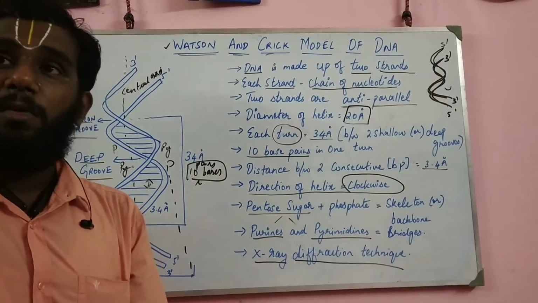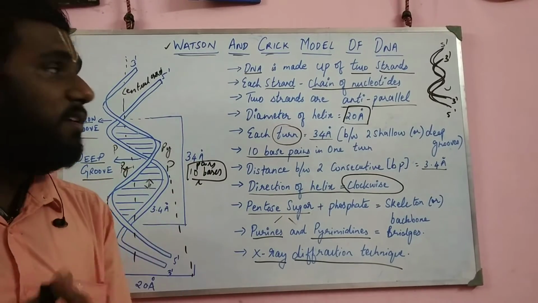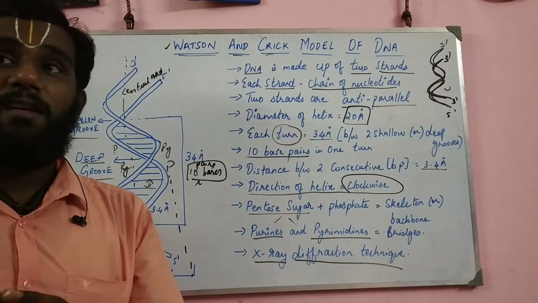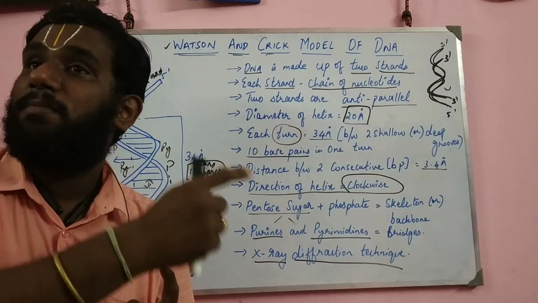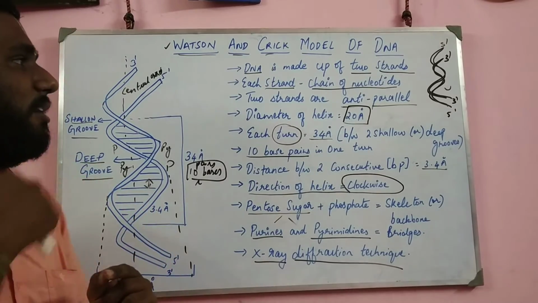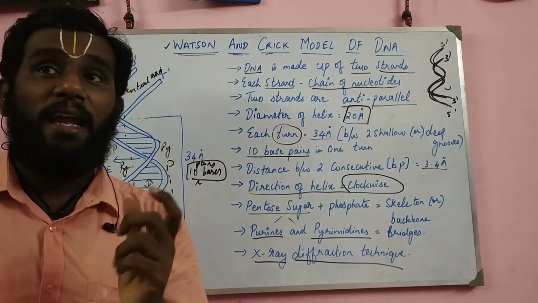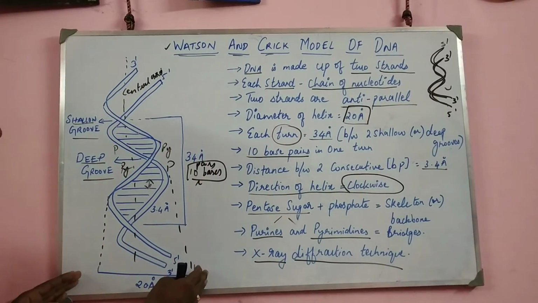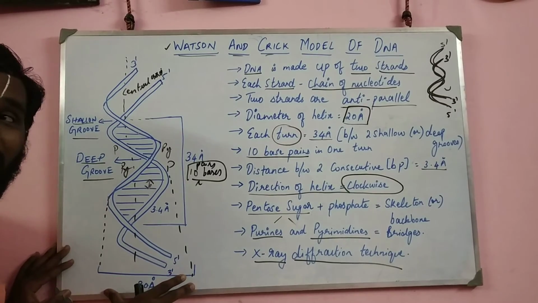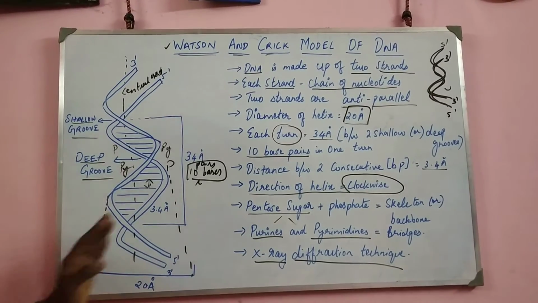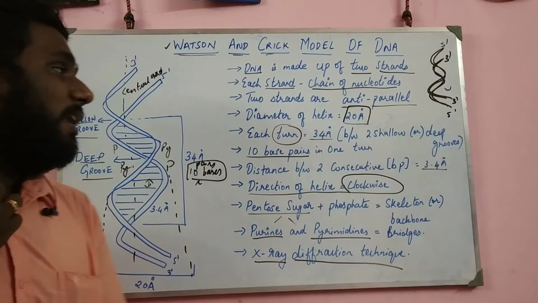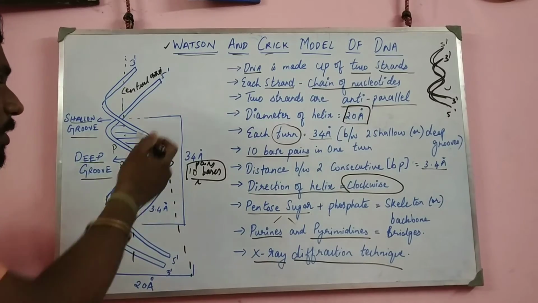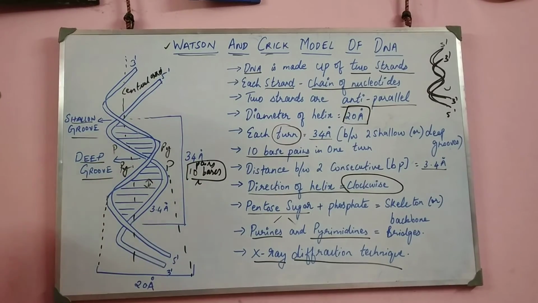They said that DNA is made up of two strands or two strings. Each of these strands contains a chain of nucleotides, and these two strands run anti-parallel. That is, if one is running from 3' to 5', the other will run from 5' to 3'. The diameter of the helix is going to be 20 angstrom. That is the total width of the DNA. The next is that each turn of the DNA is going to be 34 angstrom. That is one helical turn, and it can be measured between two shallow grooves or two deep grooves.